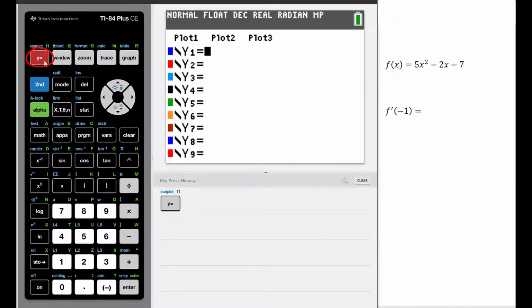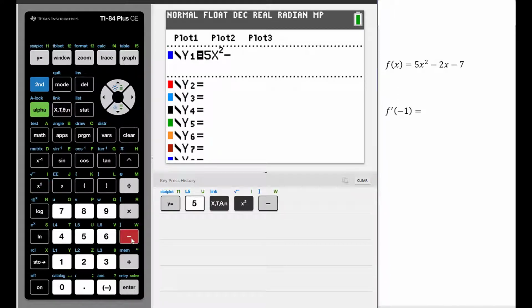First, let's press the Y= button. We are going to type in the function here for y sub 1. So y sub 1 equals 5x squared minus 2x minus 7. Now that we've typed in our function, we are going to go to 2nd and Quit.